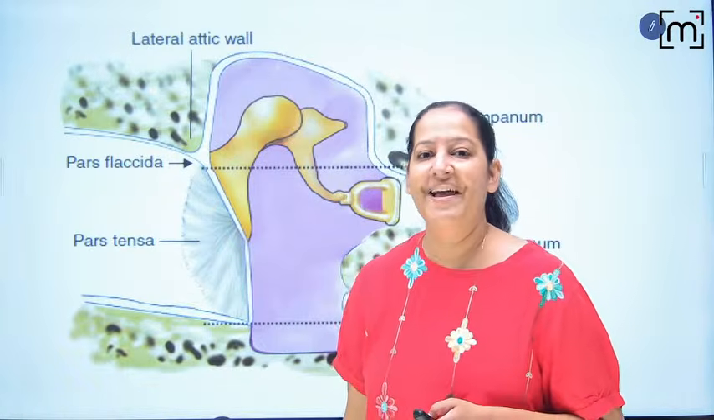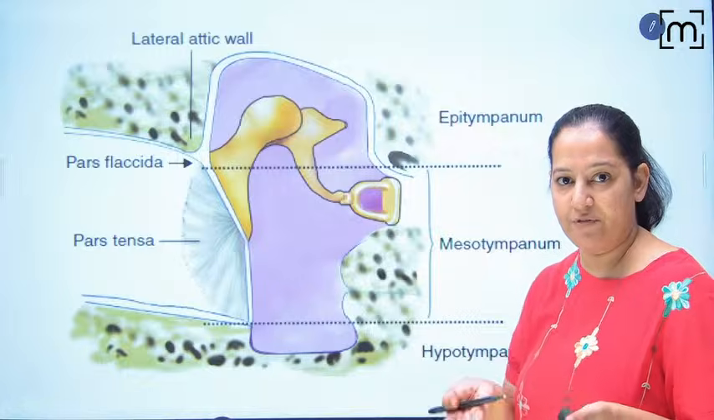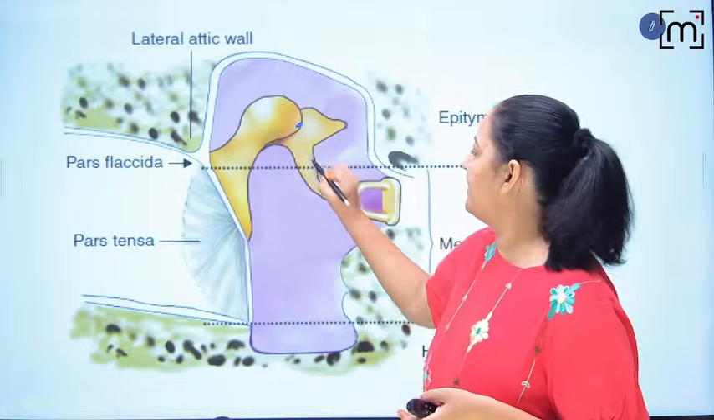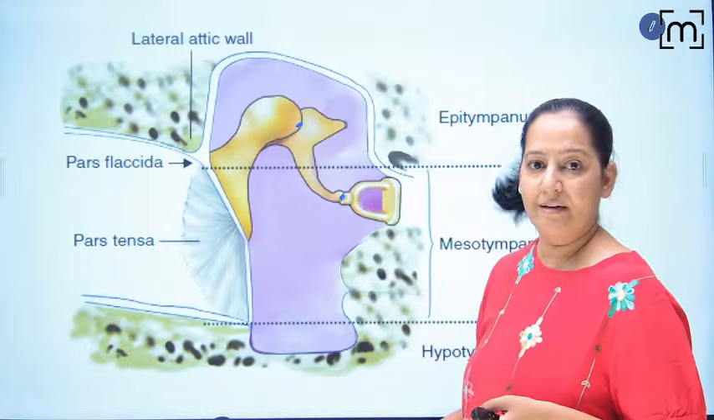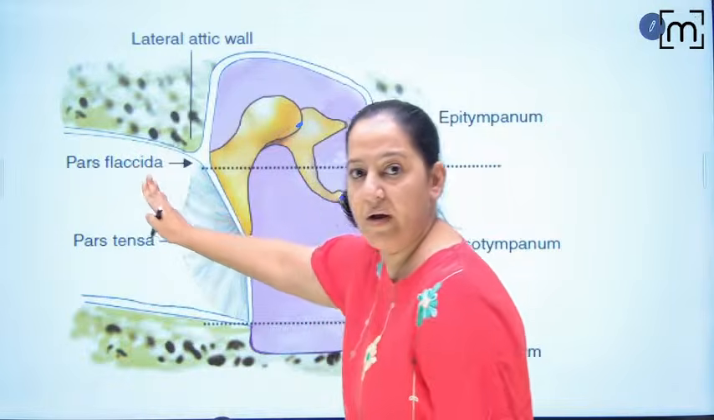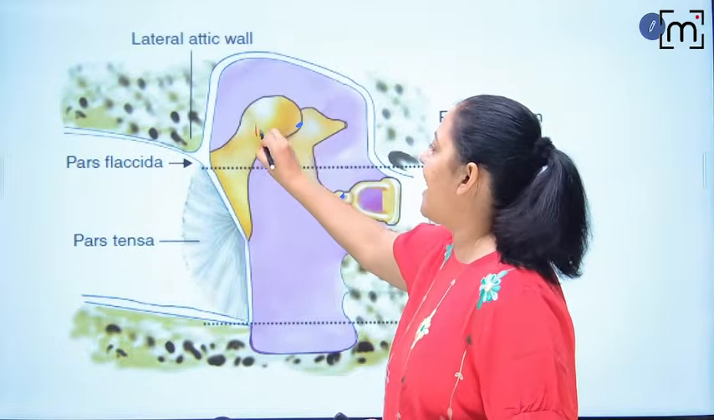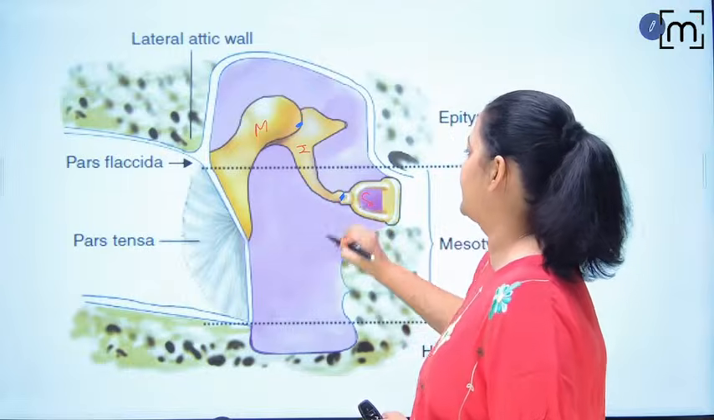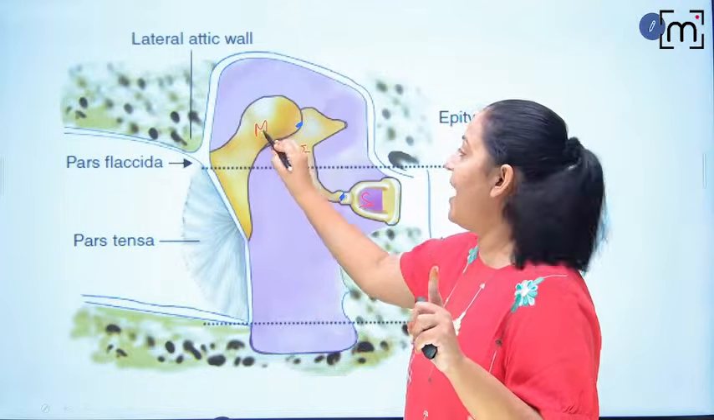Can we go ahead? Appreciate. What are the 2 joints? Can you tell me the 2 joints? One joint is here. One joint is here. Name the bones. Can you see the 3 bones? Appreciate, from lateral to medial this is M, I, S. So name the joint between M and S.